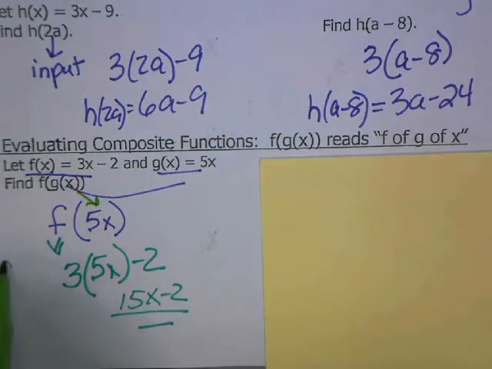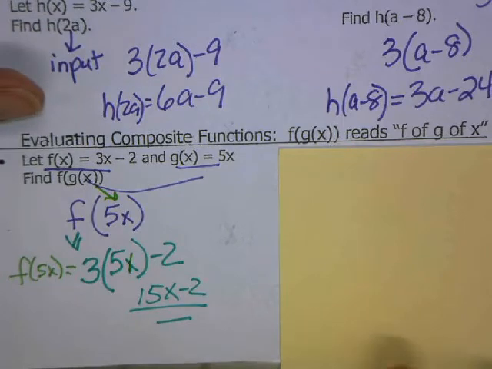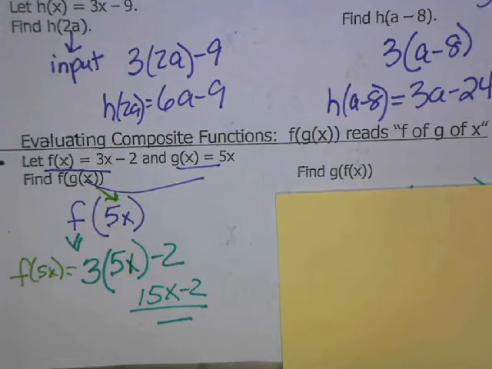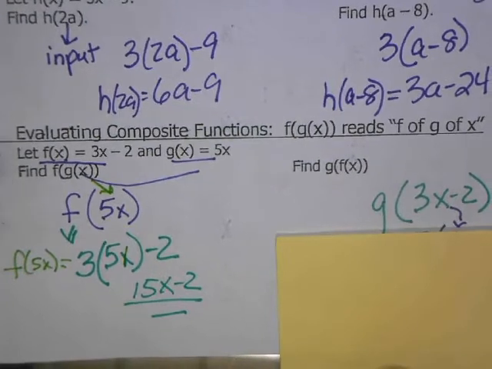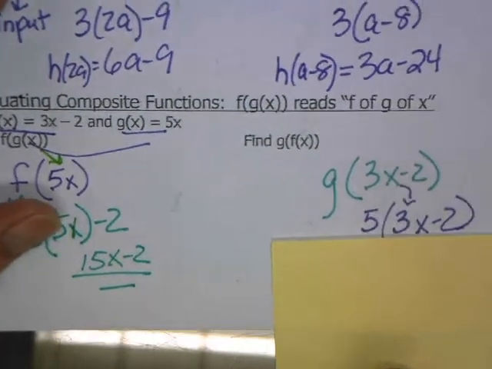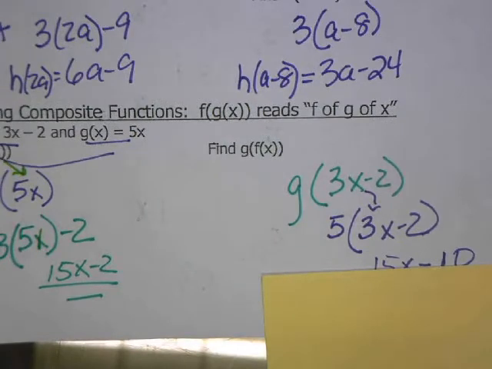Then I start writing f of 5x equals 3x minus 2, and the x becomes 5 of x. I distribute and then I combine like terms. In the other example, I have g of f of x, and there it's g, and then the input is 3x minus 2. Then I would distribute and combine like terms. So those are called composite functions.